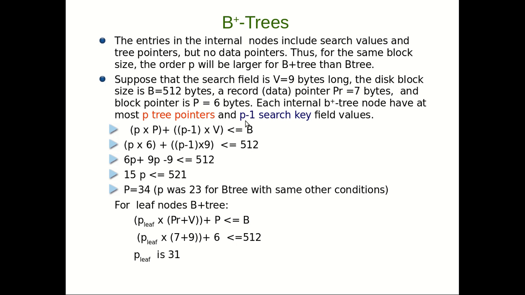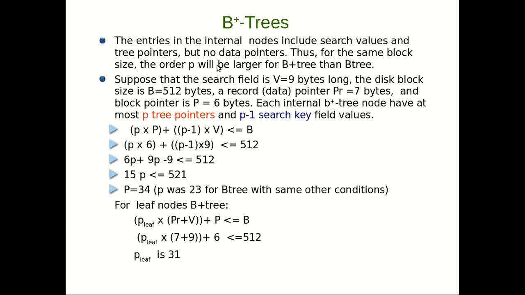That is the number for the root as well as intermediate nodes. For the leaf node of the B plus tree, what is the size? P leaf, the number of leaf entries, times (PR plus V) plus the next pointer. Here there is a data pointer, that is why PR comes. 7 bytes are required for it and 9 is the key field size. And 6 is the tree pointer, the pointer to the next node. Now you get 31.